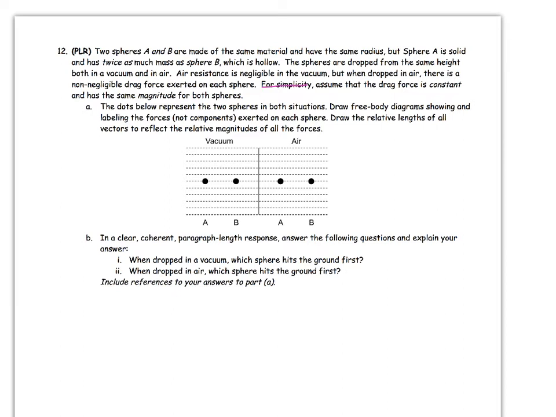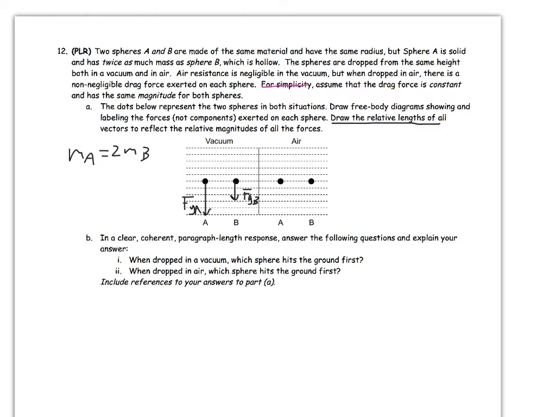So in the vacuum, we just have the force of gravity. It does say draw all these forces with the correct relative length to reflect the magnitude. So since A has twice as much mass as B, that means that the force of gravity acting on A is going to be bigger than the force of gravity acting on B. So I'll call them FGA and FGB.